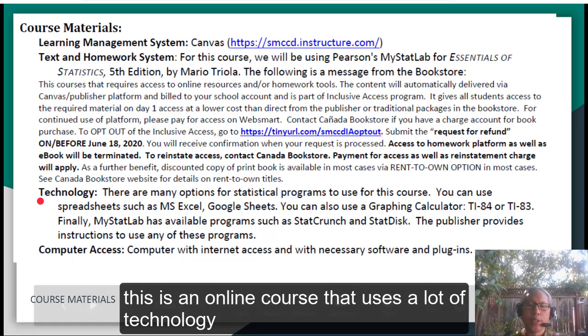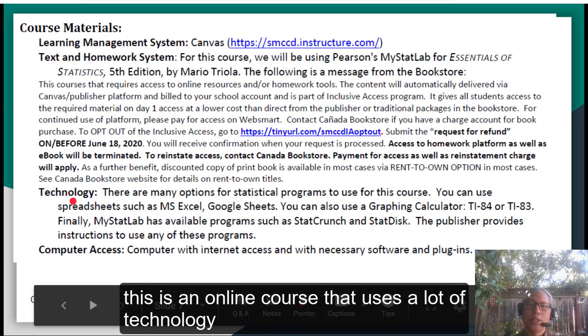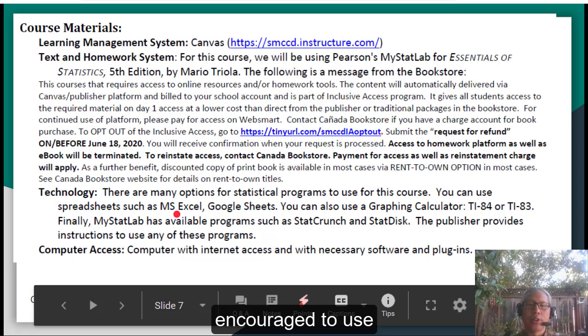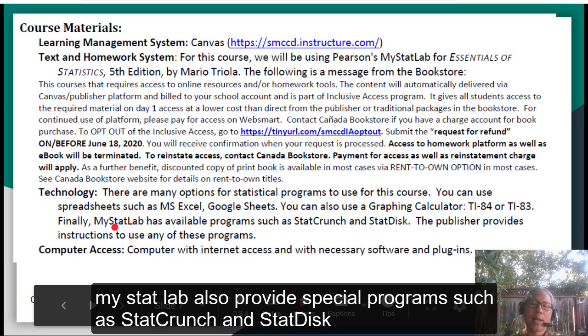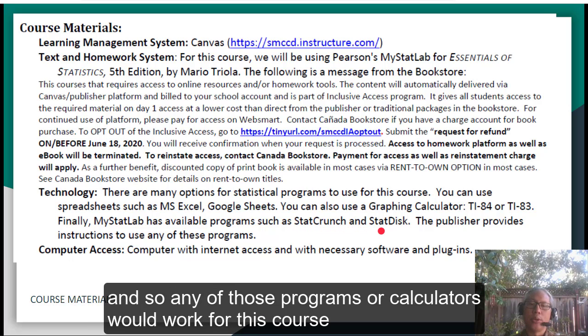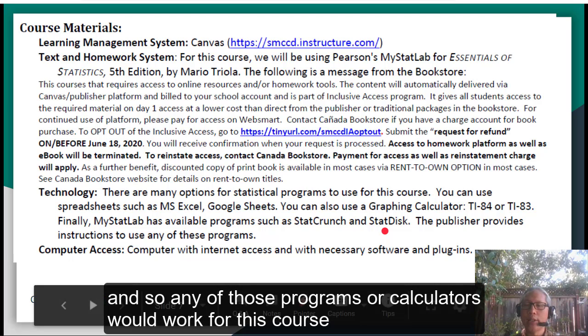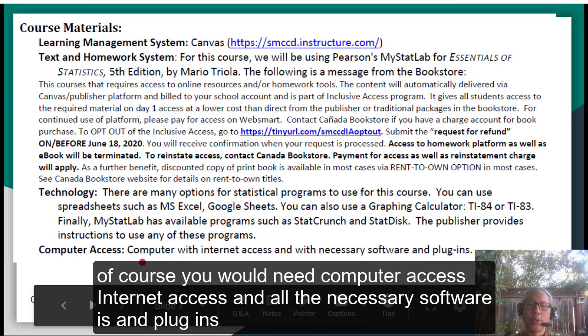This is an online course that uses a lot of technology. You are encouraged to use spreadsheets such as Excel or Google Sheets. You can also use graphing calculators. MyStatLab also provides special programs such as StatCrunch and StatDisk. Any of those programs or calculators would work for this course. Of course, you would need computer access, internet access, and all the necessary software and plugins.